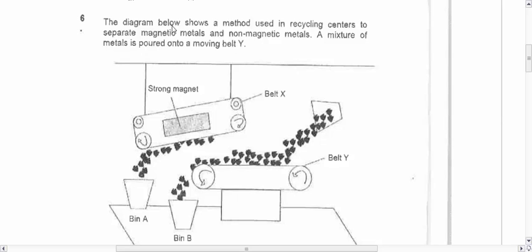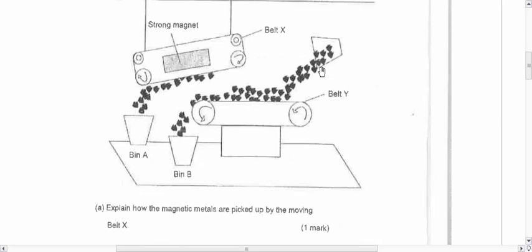Okay, so take note here, the purpose of this is to separate magnetic from non-magnetic. So I have a mixture of metals that is poured onto the moving belt. So what's going to happen is this will travel down. And if I'm non-magnetic, I will remain here and go down here.